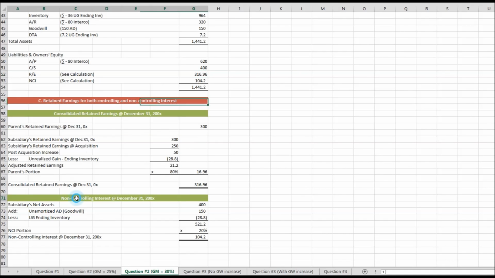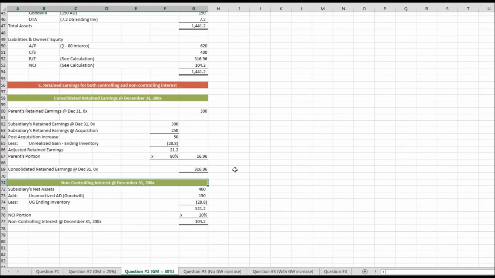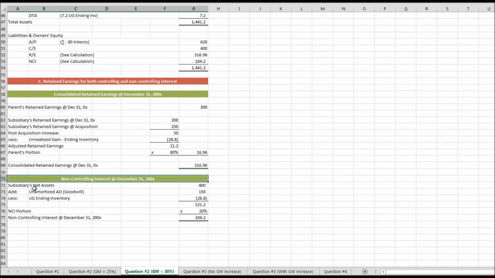Alrighty, so now we're going to move to non-controlling interest. And right over here, we take the sub's net assets. We could also use the sub's shareholders' equity, like I mentioned in goodwill, which I like to do, and there's simply fewer accounts to add up. So that's amounting to $400.